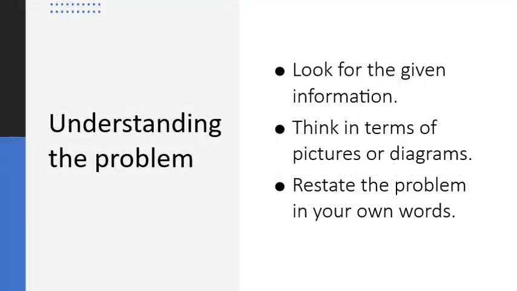To understand the problem, you have to define the problem in terms of its parameters and requirements. You have to look for the given information, determine what is the unknown, what are the given data or parameters, what are the conditions, and check if the conditions are enough to determine the unknown. You also have to think in terms of a picture or diagram to visualize the information. It could also help to restate the problem in your own words and see whether you understand all the words used in the problem and know what is being asked.